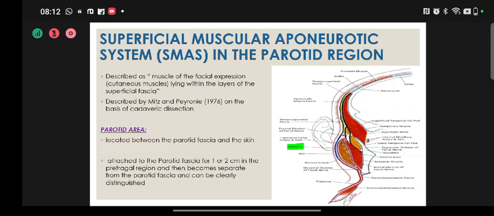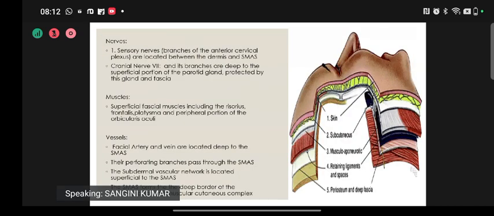Now, in the parotid area, it is located between the parotid fascia and the skin. It is attached to the parotid fascia for 1 to 2 centimeters in the pretragal region and becomes separate from the fascia in the cheek region, and it is clearly distinguished from the parotid fascia. The nerves which are in relation to SMAS, the sensory nerves, which are basically branches of the cervical plexus, are located between the dermis and SMAS.